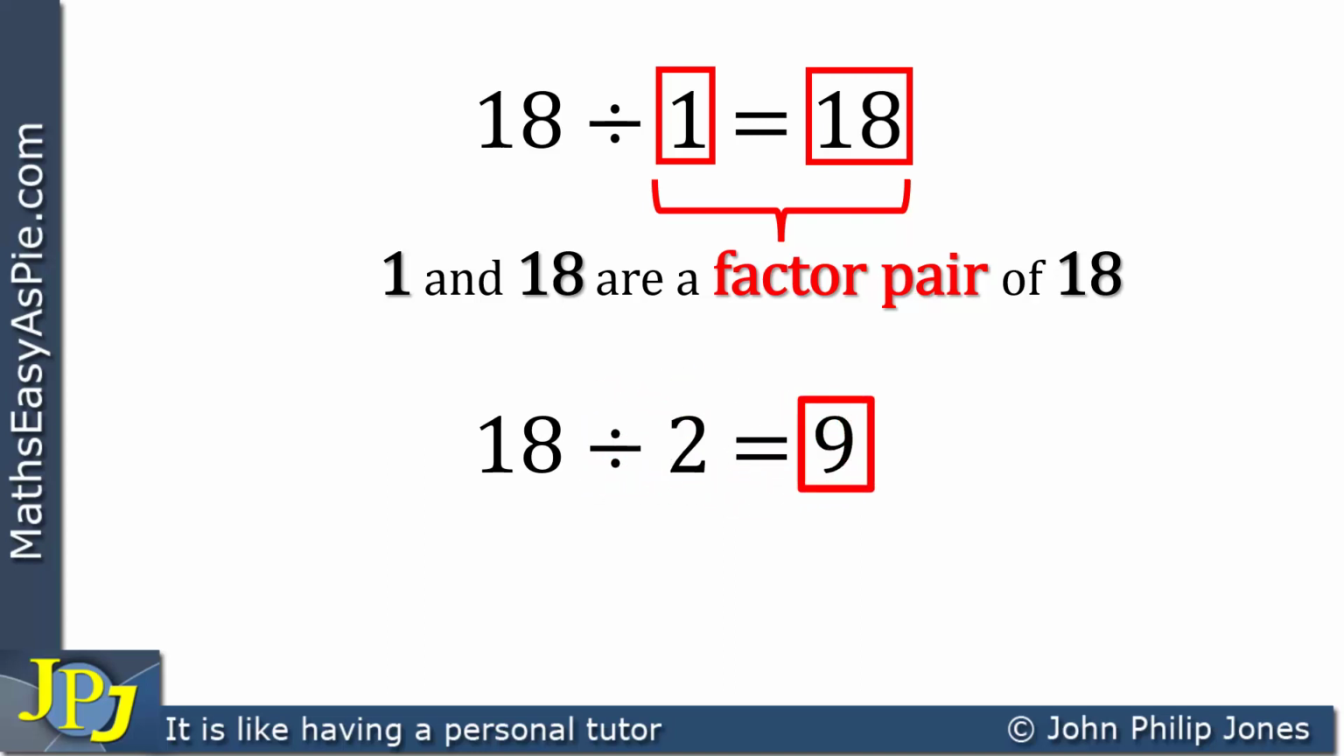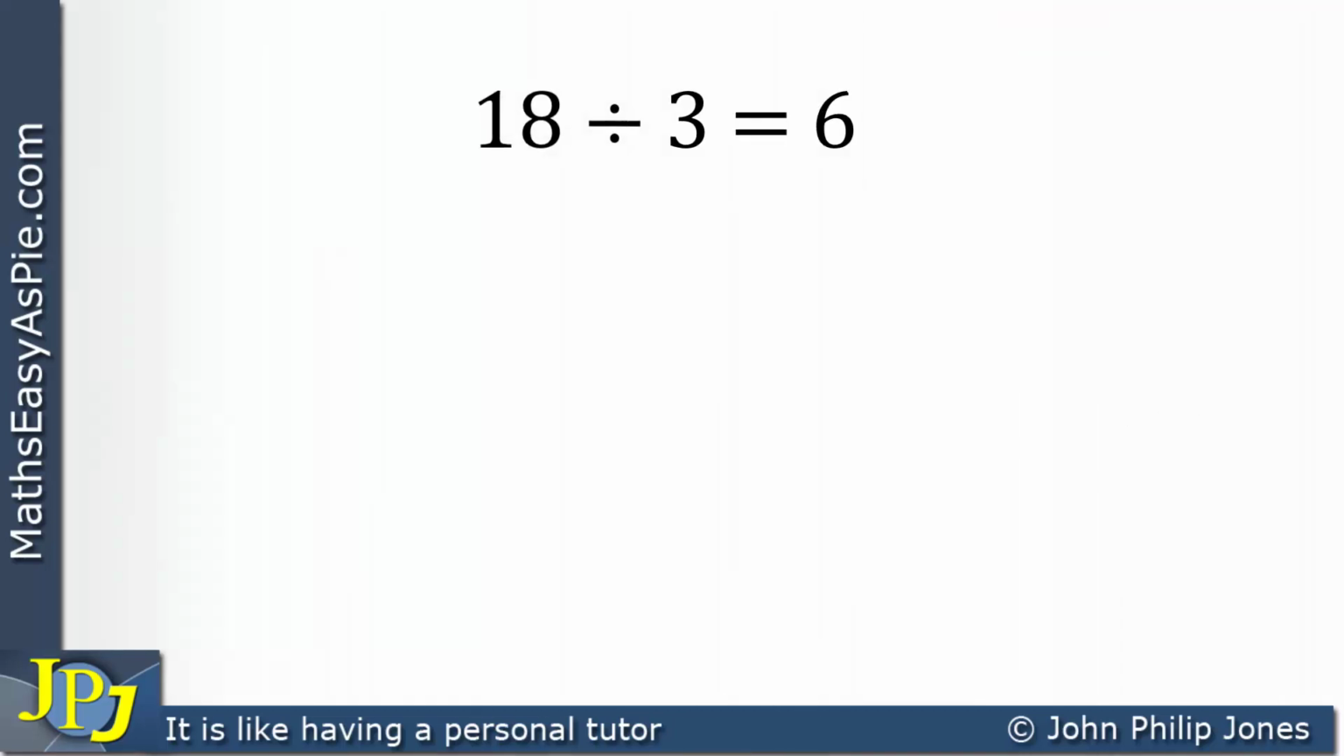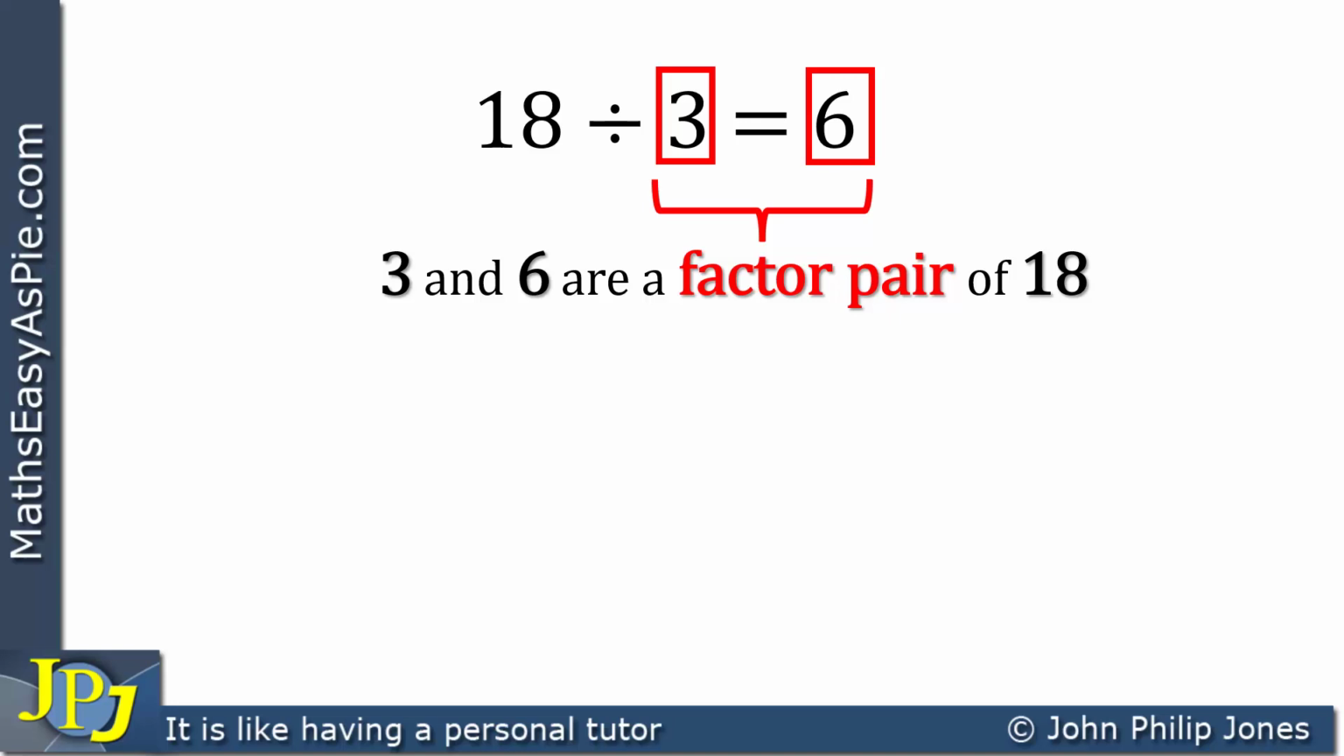I'll go on, and now I'll divide by 2, and you can see we will get 9 as the result, which is a whole number, which means I can mark these off as being a factor pair of 18. I will now continue with the process, and you can see I'm now dividing by 3. We get 6 as the answer, which is a whole number. So 3 and 6 are both examples of factors. So I can mark these off and say 3 and 6 are a factor pair of 18.